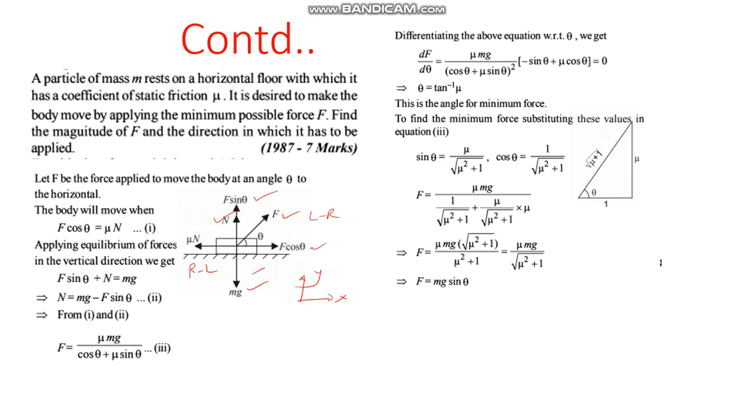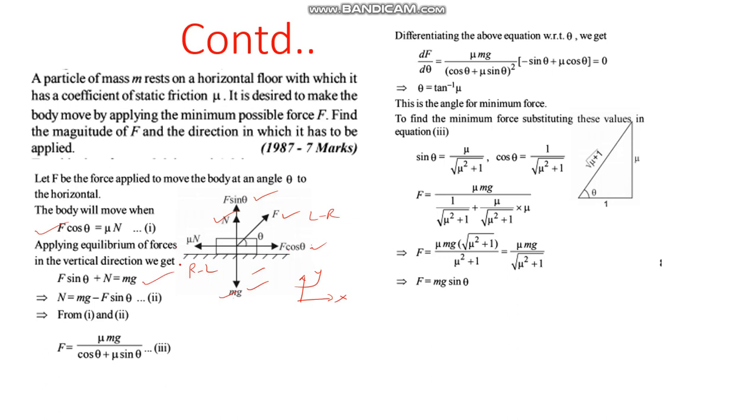You first need to write the equilibrium conditions. You have to write sigma Fx equal to 0. So this force must be equal to mu N. This is equation 1. And in the y direction, there are two forces in the upward direction, N plus F sin theta, and in the downward direction it is balanced by mg.